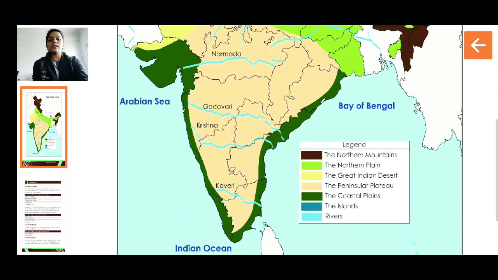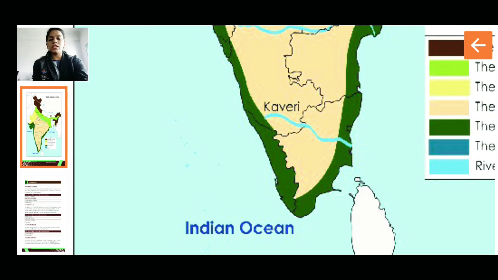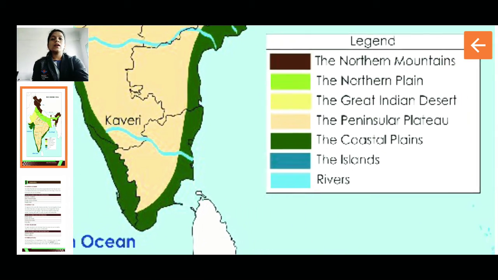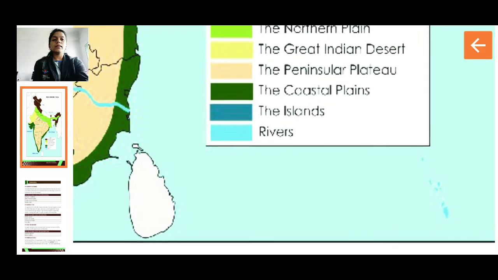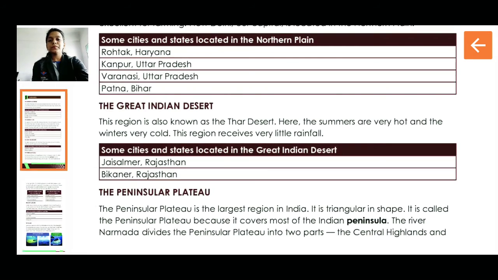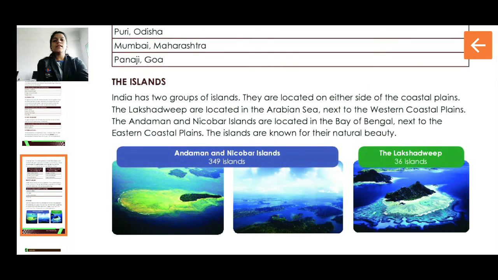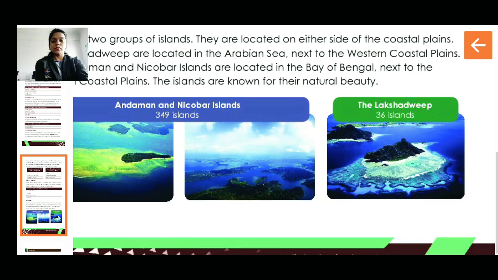Students, in the western coastal plains, a very small dotted region is here, right? If you can see this dark blue, these are your Lakshadweep Islands, which are located next to the western coastal plains. Here again on the east side, in the southeast, you can see these small ones, which are your Andaman and Nicobar Islands. So these are the islands of India. The islands are known for their natural beauty. You can see the pictures of the Andaman and Nicobar Islands, how beautiful they are, right? You can also see the Lakshadweep Islands. It's very beautiful.